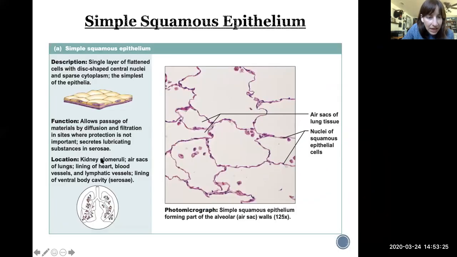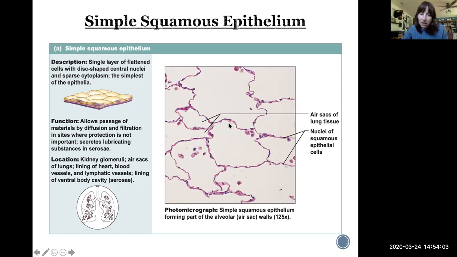So we've got kidney glomeruli, kidney tissue, air sacs of the lungs, the lining of the heart, the lining of blood vessels. So again, diffusion, right? Because you've got nutrients and oxygen, carbon dioxide passing through those structures. Same with lymphatic vessels. You've got cells in that case. Other cells need to pass through easily, and it's really hard to do if it's not just one layer. And then the serosae, right? So the linings of your body cavities.